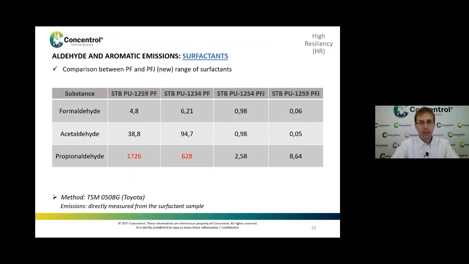In this first table, we have an interesting comparison between the emissions that are found or can be found using the standard PF range of surfactants and the new range of references under the trade name PFJ. In general, we see in the table that the emissions of the three aldehydes are lower in the case of the PFJ references, but where the difference becomes more clear is in the propionaldehyde values. The reduction is really important, showing that the objective of reducing this kind of emissions can be achieved when new references under the PFJ range of additives are used.